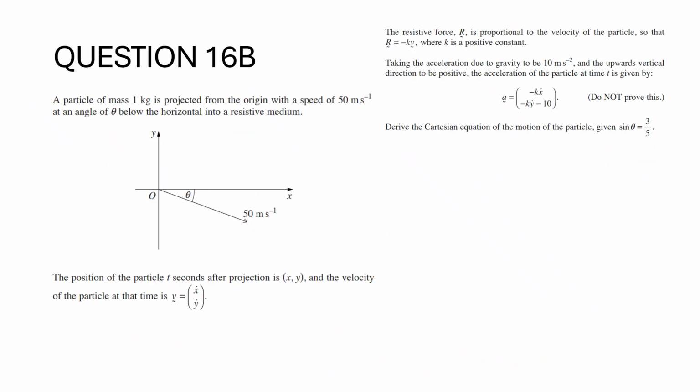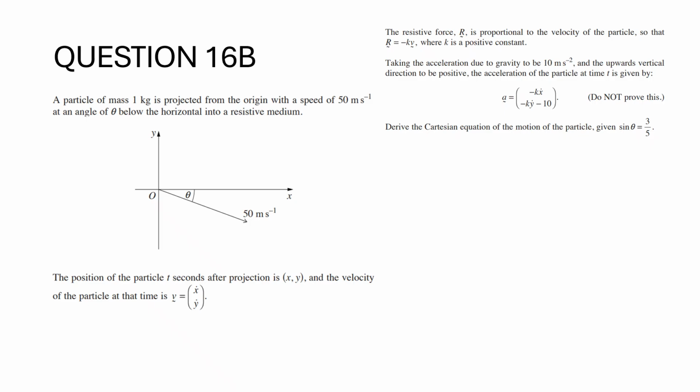16b. A particle of mass 1 kilogram is projected from the origin with a speed of 50 meters per second at an angle theta below the horizontal into a resistive medium. The position of the particle 2 seconds after projection is (x, y), and the velocity of the particle at that time is v. The resistive force R is proportional to the velocity of the particle, so that R = -kv, and k is a positive constant.